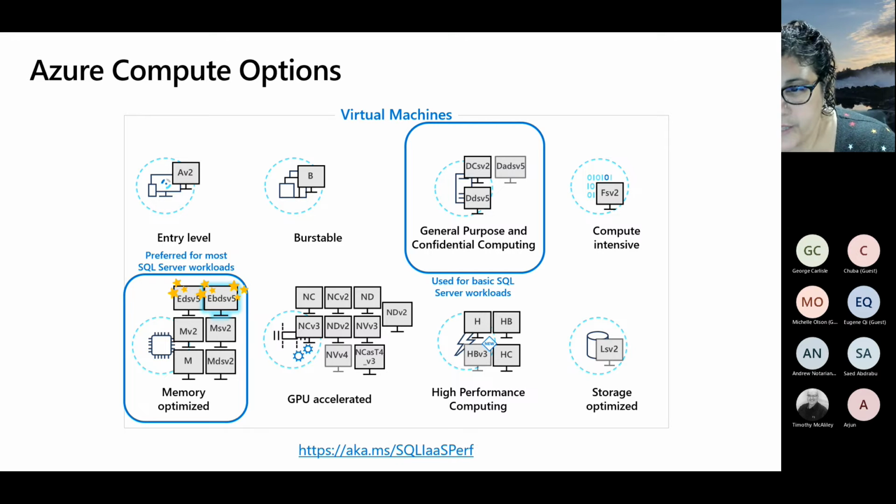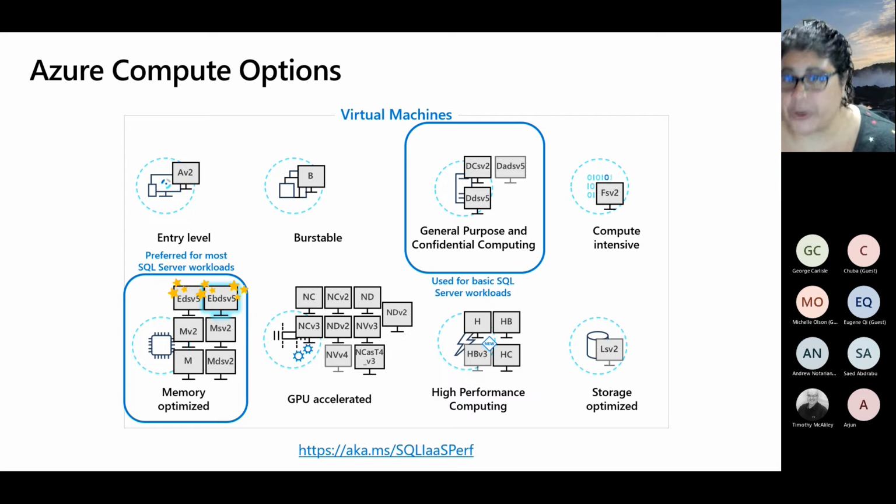Now, Azure organizes their infrastructure offerings by family. So we have an entry-level family, which is the A series VMs. We have a burstable family, which allows you to burst resources. That's the B series VMs. General purpose and confidential computing, that's the D series VMs. Compute intensive, F series. Memory optimized, these are the E series and the M series. GPU accelerated is the N series. High performance computing, H series. And storage optimized is the L series.